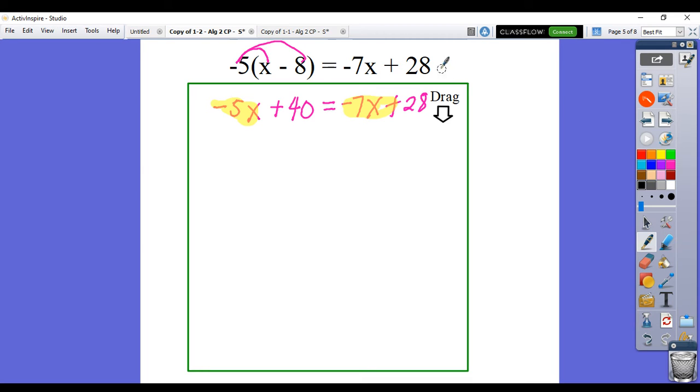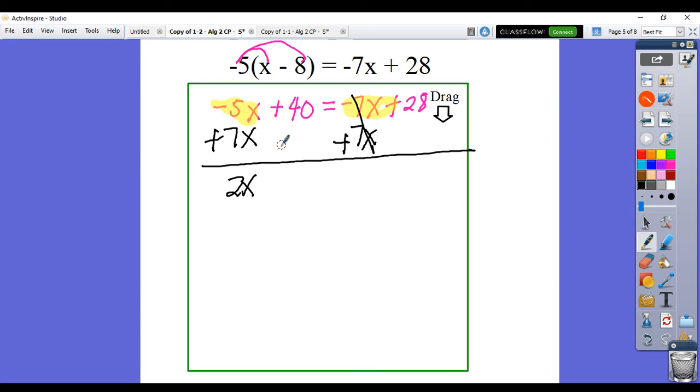Why is that working? Add 7x, add 7x here. If I do that, sorry, just cleared it out. Clear, clear, clear. Okay, there you go. Cross it out. This will give me 2x. And you know I can subtract the 40 here.